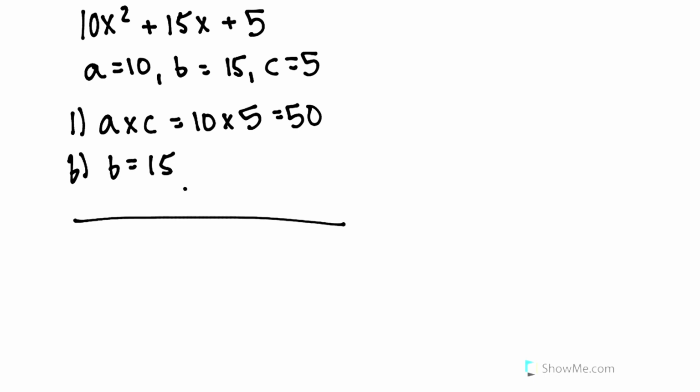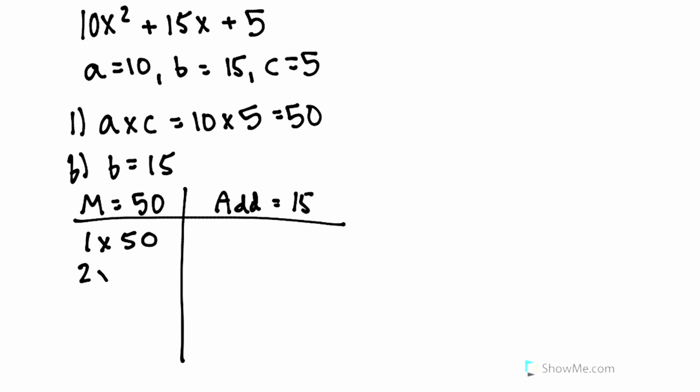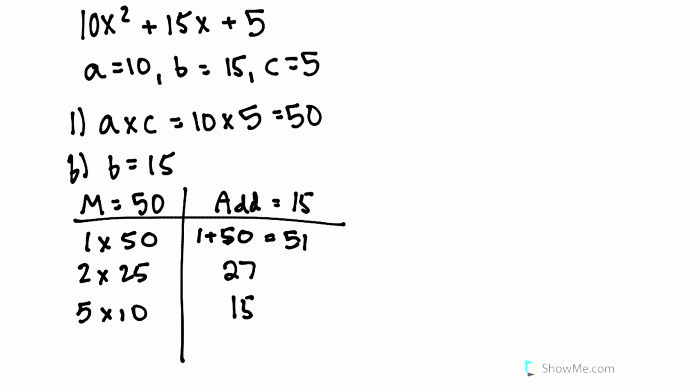So we can make our MA table. We know the two numbers need to multiply to 50, and then they need to add to 15. So let's list out our factors of 50: 1 times 50, 2 times 25, and 5 times 10. Then if we add the two factors together, we get 1 plus 50 is 51, 2 plus 25 is 27, and 5 plus 10 is 15. So we have found our magic numbers.